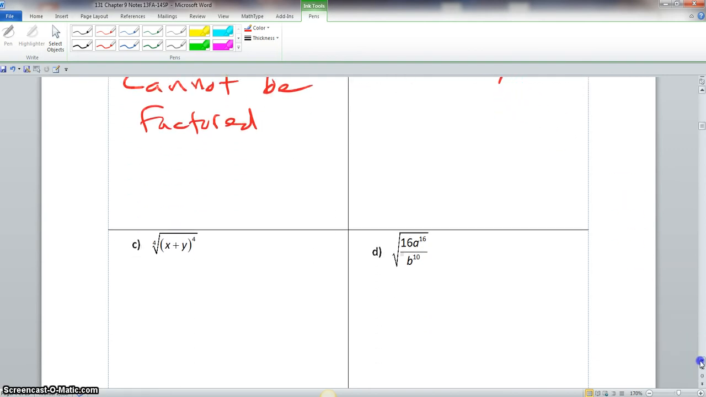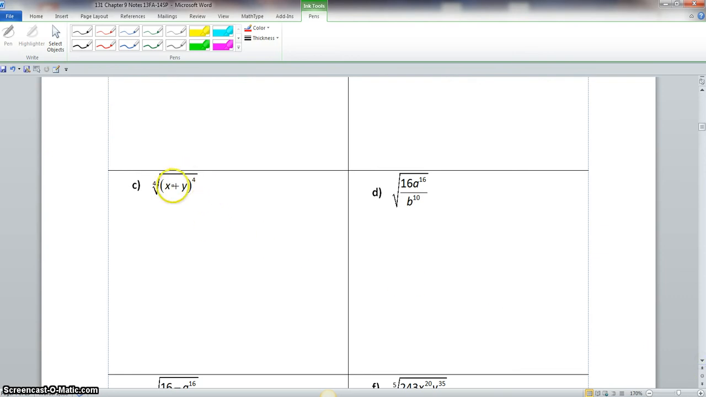Now we come down here to C. If you notice, we have the fourth root of (x plus y) to the fourth power. We could rewrite this as (x plus y) to the 4 over 4 power. We know that the index becomes the denominator of the fraction made with this exponent. So this would be 4 over 4, which would just leave us x plus y, because we know 4 over 4 is 1.